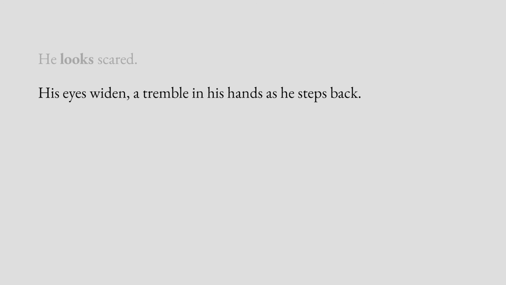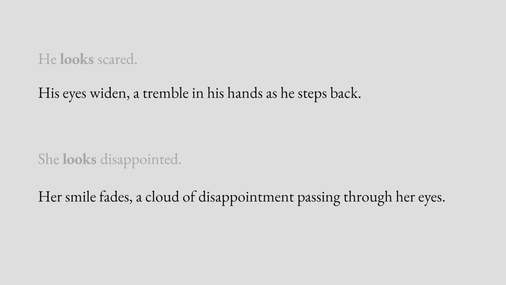For example, he looks scared becomes his eyes widen, a tremble in his hands as he steps back. Or we could take she looks disappointed and turn it into her smile fades, a cloud of disappointment passing through her eyes. Again, by describing the specific actions and the expressions and the body language here, we're letting the reader interpret what they're seeing rather than just telling them what they're seeing.